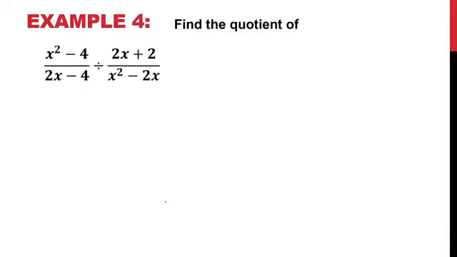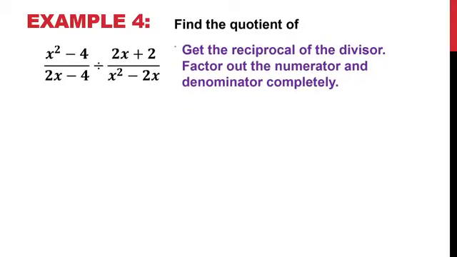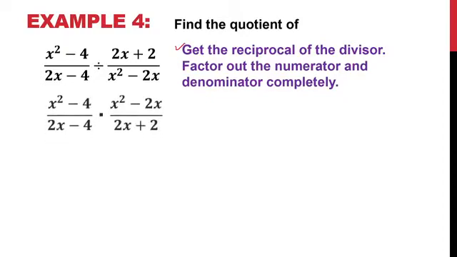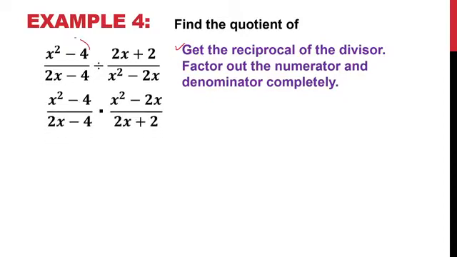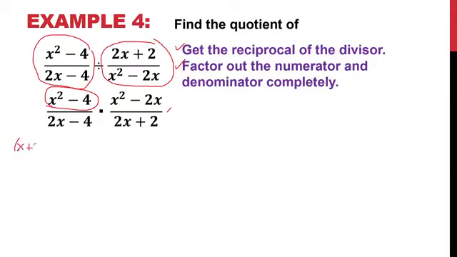Find the quotient. So the first step is you get the reciprocal of the divisor. Copy the first fraction, get the reciprocal of the second fraction. And this is the reciprocal now. So what are we going to do next? We do factoring. This one is a difference of 2 squares. Therefore, that is x plus 2, x minus 2, all over. For the denominator, common is 2. So you factor out 2, you are left with x minus 2.